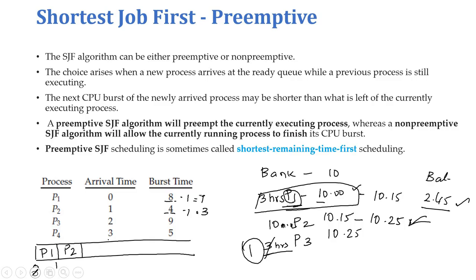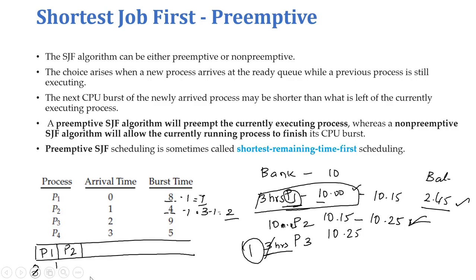Okay. Next 1 minute, P4 arrived. Now the time is 3. At the time of 3, P2 executes 1 more minute, so now the balance is 2. Now we need to compare all the processes' burst times. The upcoming burst time is 5 and the remaining time is 2, so P2 is going to continue its process.